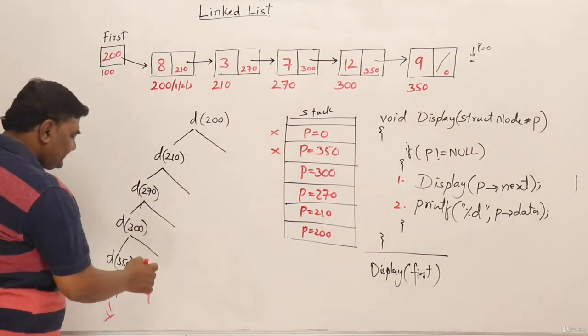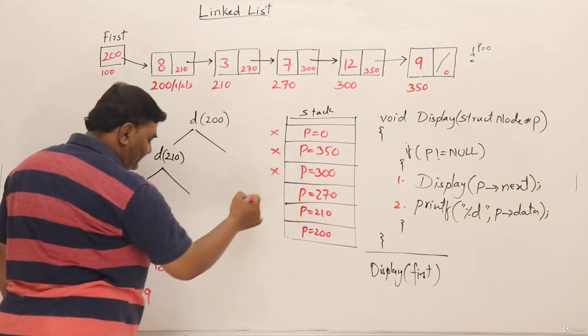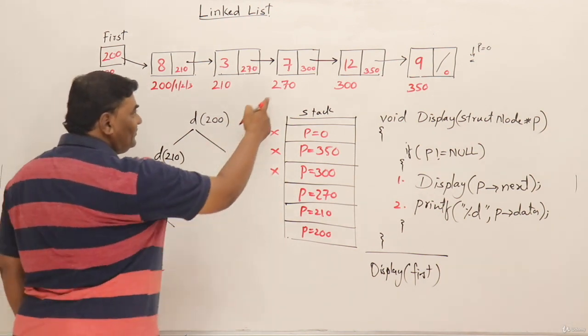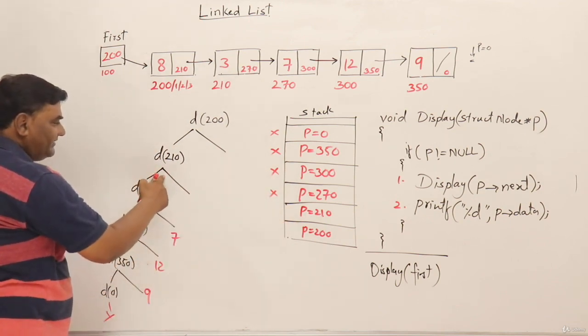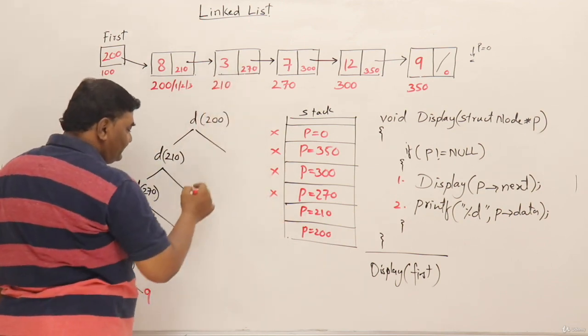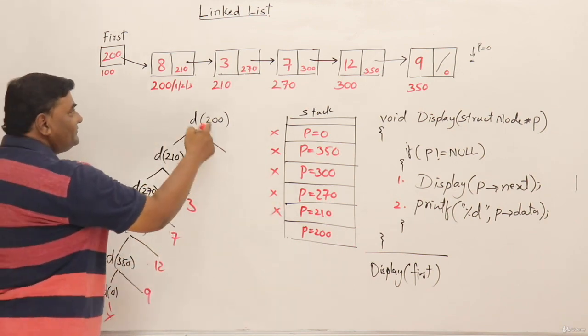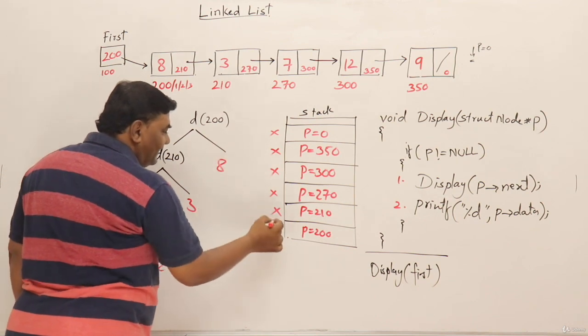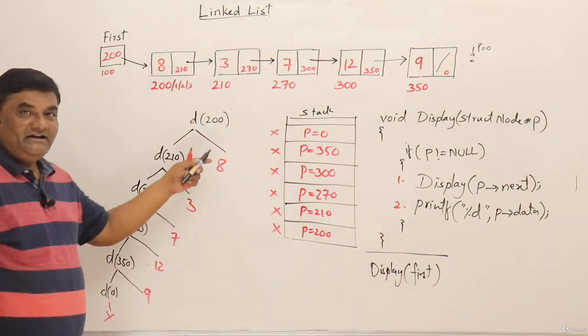It will go back to the previous call. For this the node is 12, so it will print 12, its activation record is deleted. Go back for this node, print 7, its activation record is deleted. Go back for this node 210, its value 3 is printed, its activation record is deleted. Go back for this node, 8 is printed, activation record is deleted. So you can see that it is printing while returning.